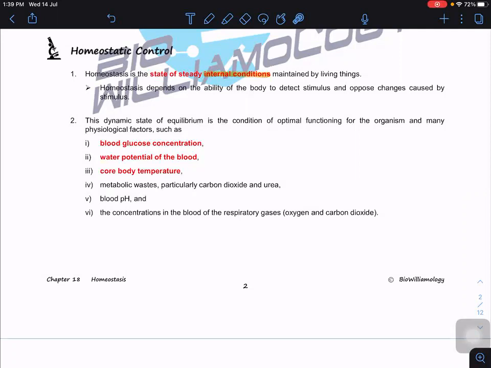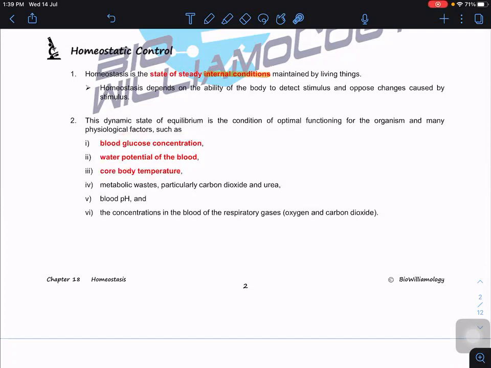So this is homeostasis. We want to maintain a steady or constant internal condition within a particular set range, okay, or set point. So this is a dynamic state. It won't be constant all the way, but it will fluctuate around the constant range. Okay, so in our syllabus, we're going to focus on these three: blood glucose concentration, water potential of the blood, and also the core body temperature.